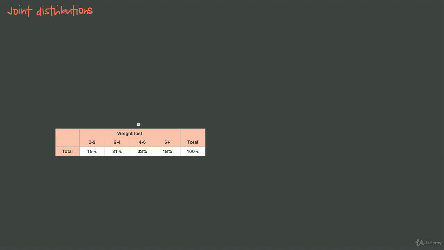So we could have, from our study, just looked at the distribution of the weight lost by our participants. So we could have seen how many participants lost between 0 and 2 pounds, between 2 and 4 pounds, between 4 and 6 pounds, and 6 or more pounds. And let's recognize that this kind of looks like a relative frequency table, specifically a row relative frequency, because we have percentages in the body here, which across the row sum to 100%.